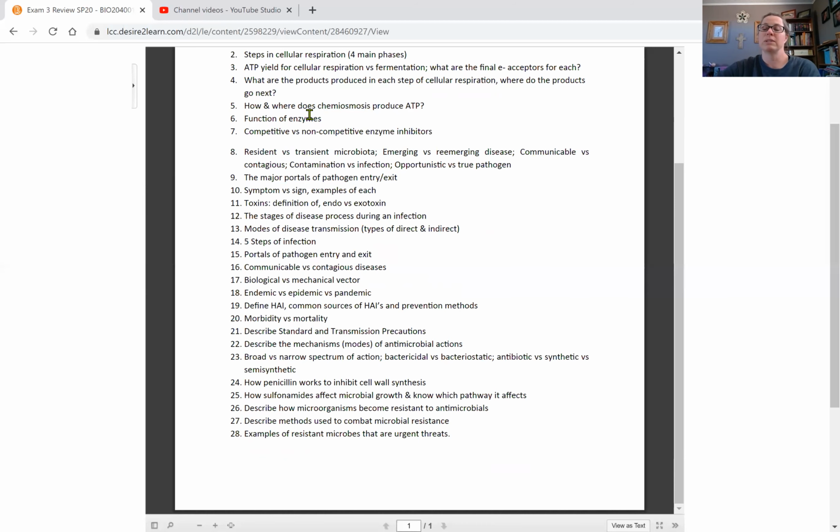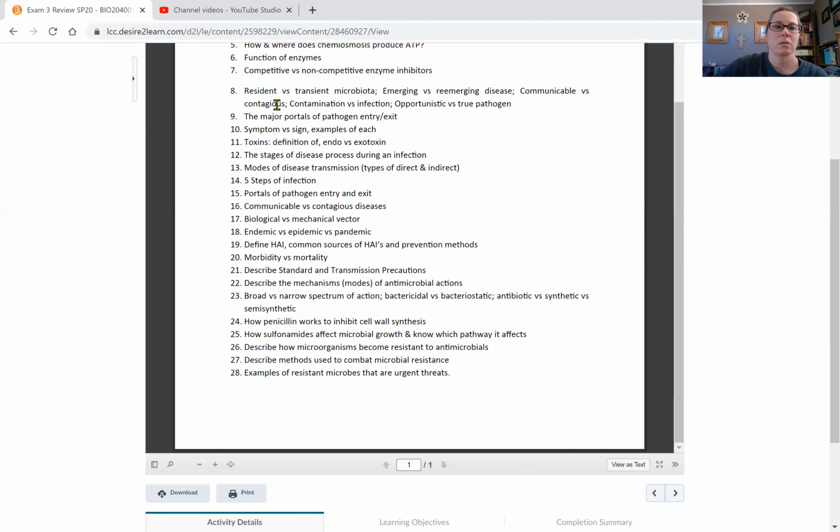Enzymes, remember, those are protein catalysts that are going to speed up chemical reactions. So make sure you look over enzymes and what they do, and also how enzymes can be inhibited or slowed down, either through competitive processes or non-competitive or allosteric processes. You might want to also look over the parts of an enzyme as well, like the active site, allosteric site, and so forth. Okay, so some definitions here with number 8.